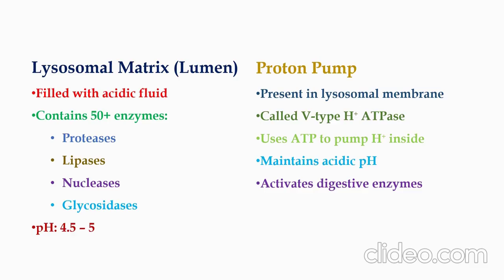The acidic pH around 4.5 to 5 inside the lumen is essential for the proper functioning of these enzymes, and this pH is maintained by proton pumps present in the lysosomal membrane.